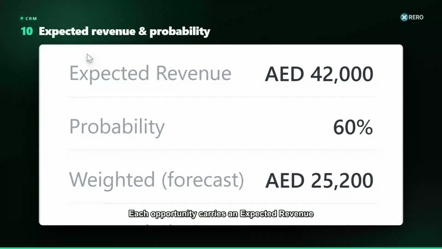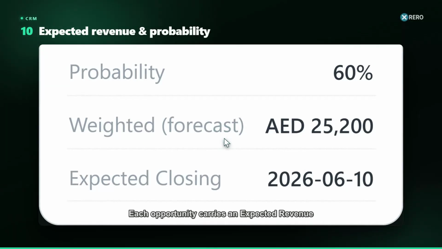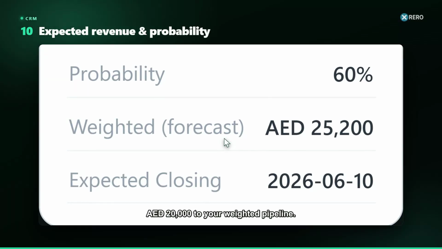Each opportunity carries an expected revenue, the deal's value, and a probability, your confidence, 0 to 100%. Together they drive the forecast. A 50%, likely 40,000 deal contributes 20,000 to your weighted pipeline.